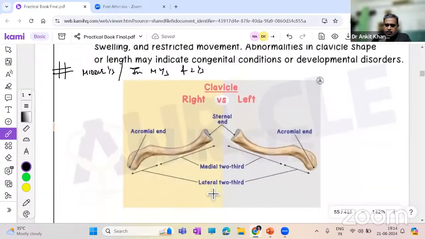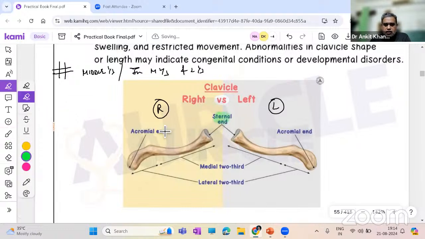Fine. So again, here's a beautiful image showing you the right versus left. Take the right side over here and the left side over here. See both their sternal ends, let me just highlight it, and both their acromial ends, one is rounded, one is flattened. Medial 2/3, lateral 1/3, fine. But look at the anterior aspect, it is convex forward in both. And on the lateral side, you can say it is concave forwards. Then the subclavian groove and all will be on the inferior aspect. So I hope the clavicle is clear, this is a must-know bone.